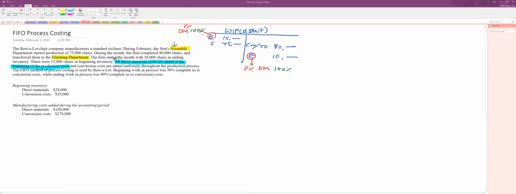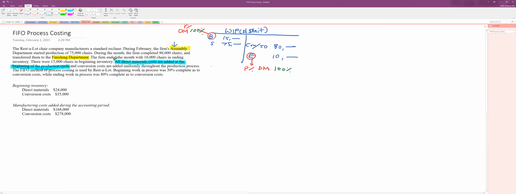So all direct materials are added at the beginning, right? Therefore, for those 15,000 beginning balance, when you started those 15,000, you already input every DM you needed, 100%, right? And also the ending balance. Because it's already started, that means you already input every DM you needed. So I'm asking the progress rate of DM for beginning and ending balance. In this case, it's 100% and 100%.